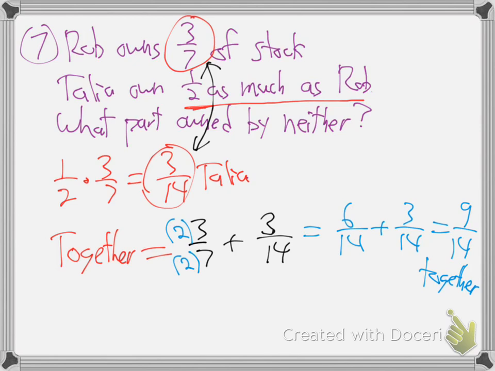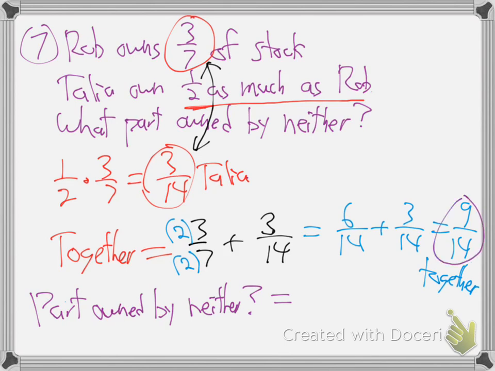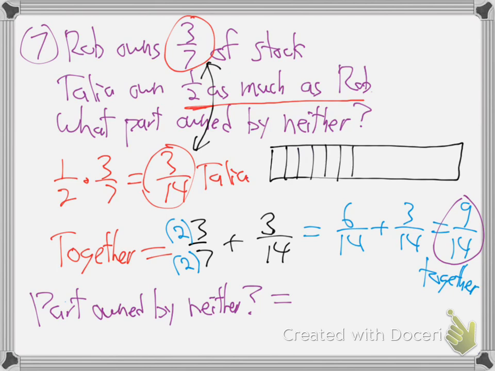So then, what part is owned by neither? What's the part owned by neither? Yeah, because if 9/14 is owned by them together, you could draw a box at this point if it's helpful. You don't have to. So what if I drew a big old box for 1, 2, 3, 4, 5, 6, 7, 8, 9, 10, 11, 12, 13, 14. So there's 14 and 1, 2, 3, 4, 5, 6, 7, 8, 9 is owned by them.